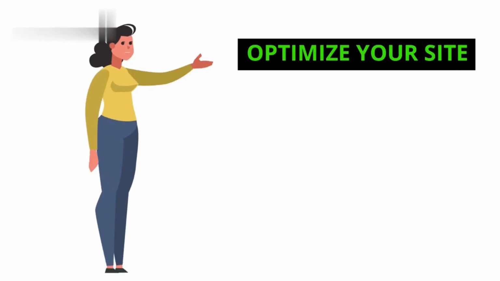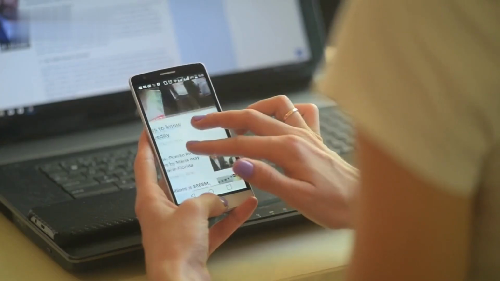Step 4. Optimize your site. Ensure your site loads quickly, is mobile-friendly, and has a clean design. A positive user experience is crucial for approval.